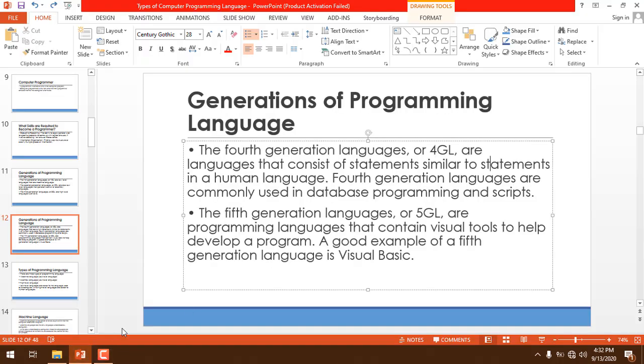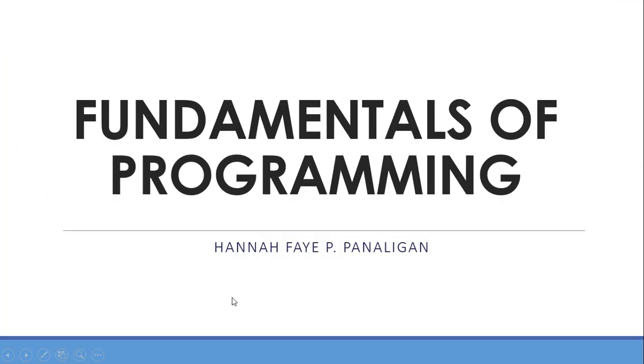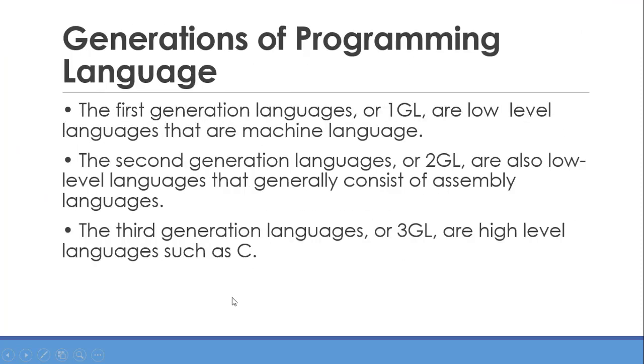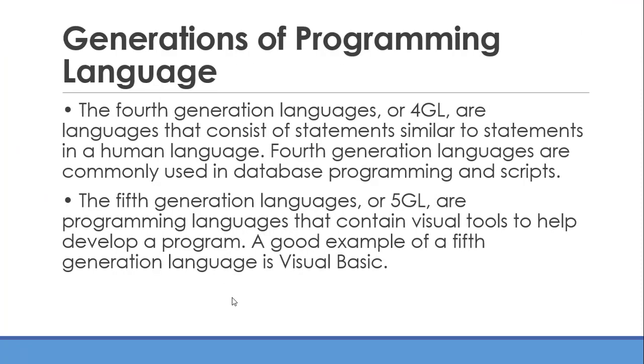Okay, let's continue. The fifth generation language, or the 5GL, are programming languages that contain visual tools to help develop a program. A good example of a fifth generation language is Visual Basic.